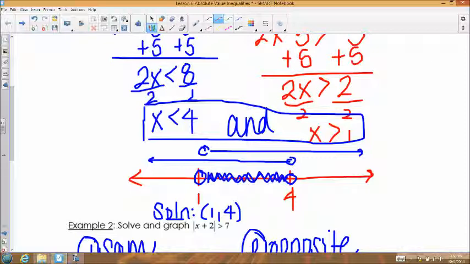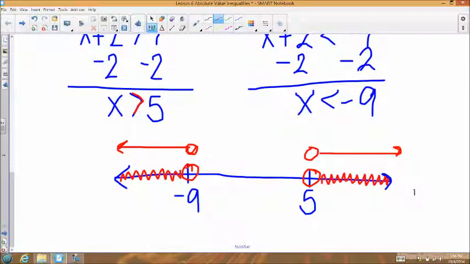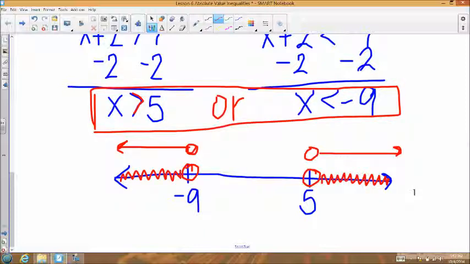Meaning if I was the number 2, I would be satisfying both of these inequalities at the same time. Over here, you can't satisfy both inequalities at the same time, so the word that you would have to put between these would be OR. So if I'm up at 6, yes, I'm greater than 5, but I'm not less than -9. So that's why this is an OR, where the other one was an AND.